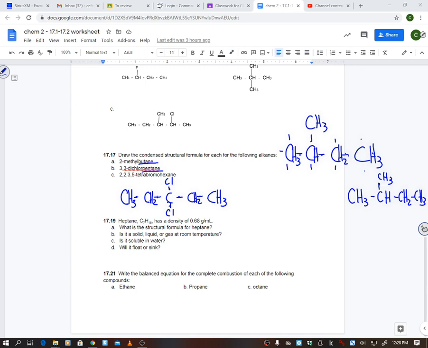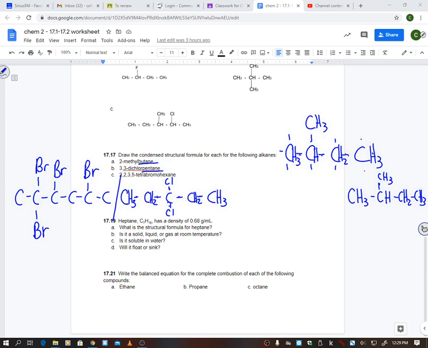All right, and then on C, I've got 2,2,3,5-tetrabromohexane. So hexane's my main one. So I'm going to have a carbon chain of 6. All right, and then on carbon 2, I'm going to have 2 bromines. And then on carbon 3, I'm going to have a bromine. And 1, 2, 3, 4, 5. And on carbon 5, I'm going to have a bromine. Doesn't matter if I put them on top or bottom. We're not really caring too much about that.